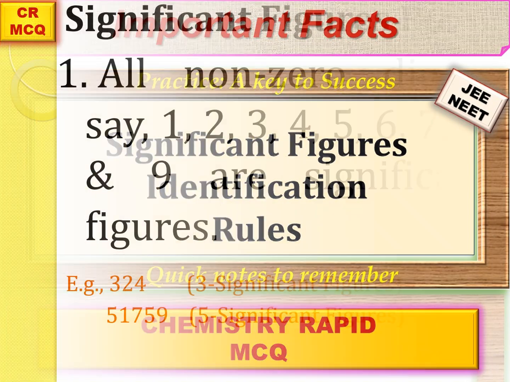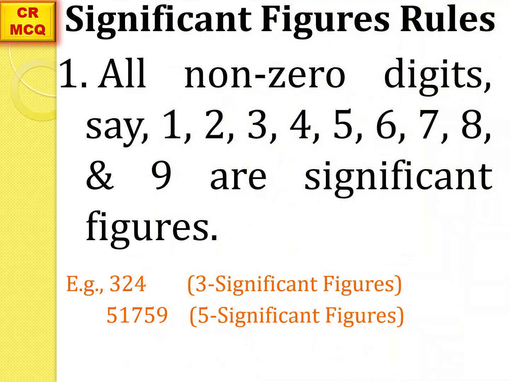The first rule is all the non-zero digits, say 1, 2, 3, 4, 5, 6, 7, 8 and 9, are considered as significant figures. So in the first example there are three non-zero digits. All these are significant figures. So overall this numerical value has three significant figures.